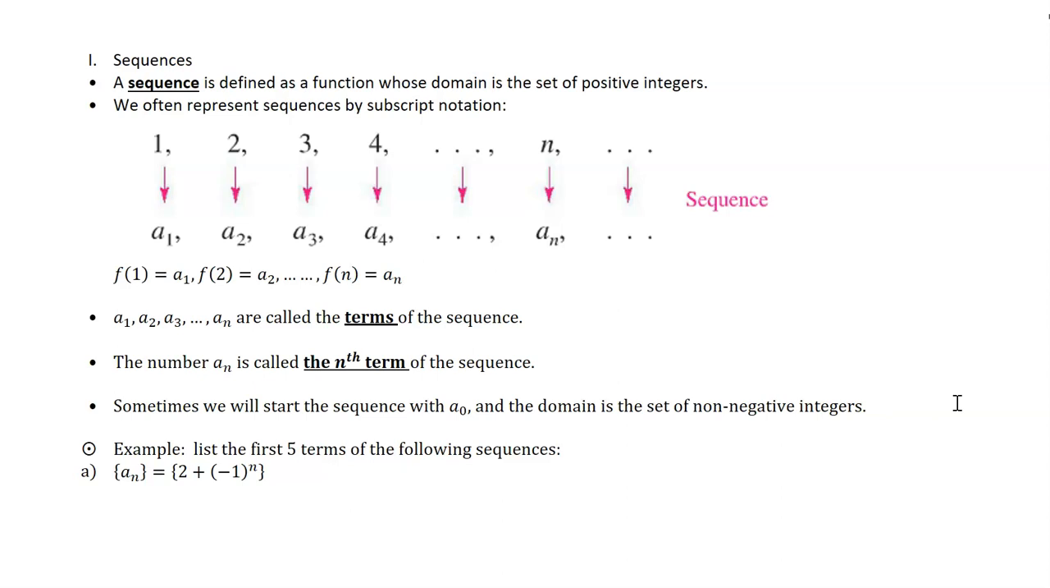And if you wanted to think of this as a function, you would say f of 1 equals a sub 1, f of 2 equals a sub 2, and f of n equals a sub n. The terms a1 through an are called the terms of the sequence, and the number a sub n is called the nth term of the sequence. Sometimes we start a sequence with a sub 0, and the domain is the set of non-negative integers 0, 1, 2, 3, all the way to infinity. Sometimes we start with 1. It just depends on the context.